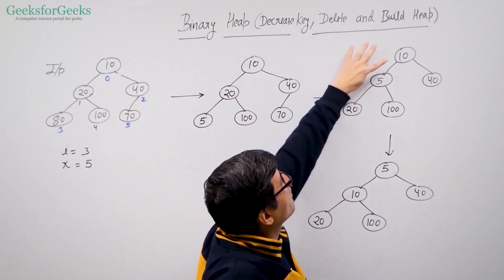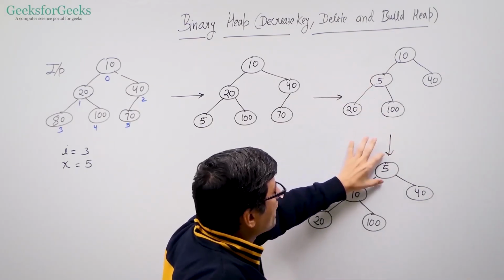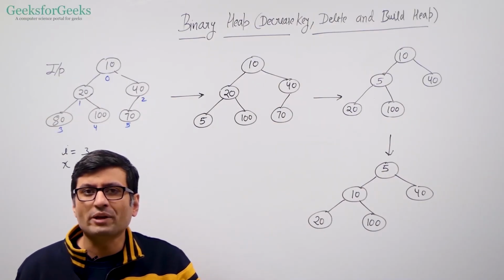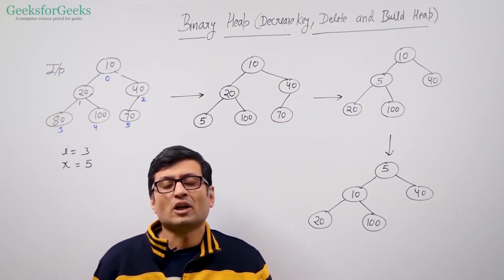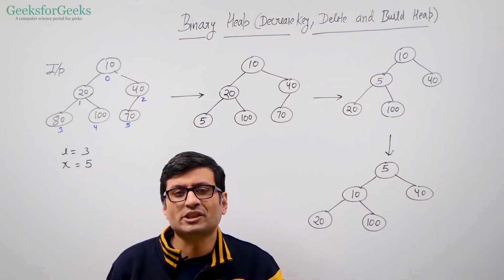So again, we compare it with the parent and parent is greater, so we swap these two. So we have 5 now here. And now we have reached the root, there is no more parent, so we stop here and our tree is heap. Now please pause this video again and try to write a function that implements this logic.